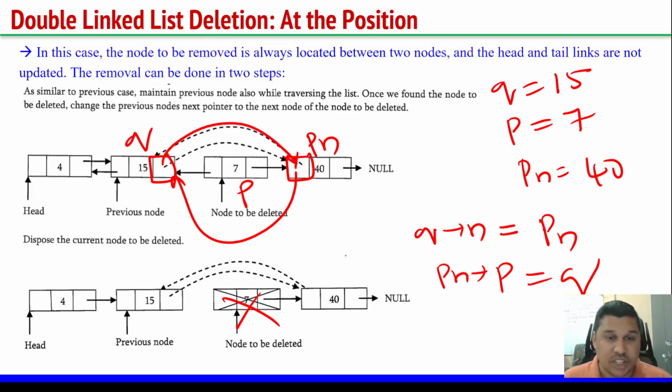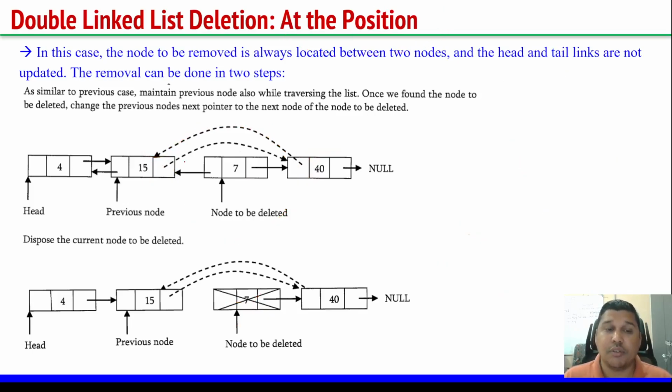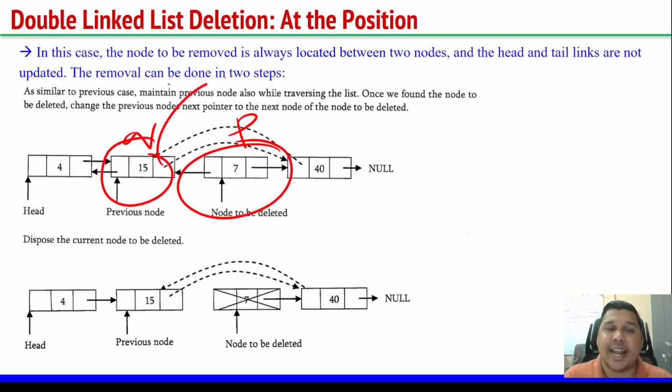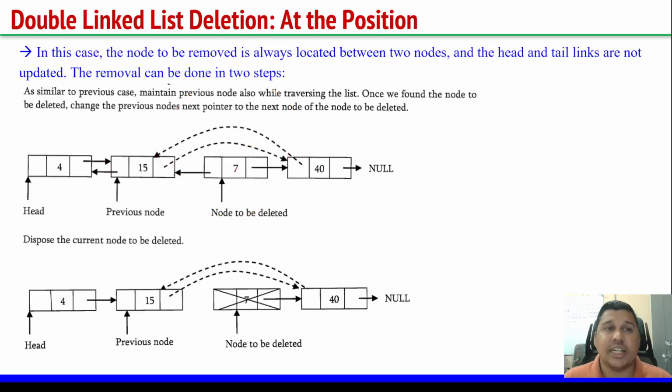So this is the procedure of deleting an element at the end, beginning and at any given position. For any given position, we have to maintain two pointers P and Q. One is for deleting and the other is to track and attach to the next node like this. So this is the procedure of deleting in a double linked list at any given position.